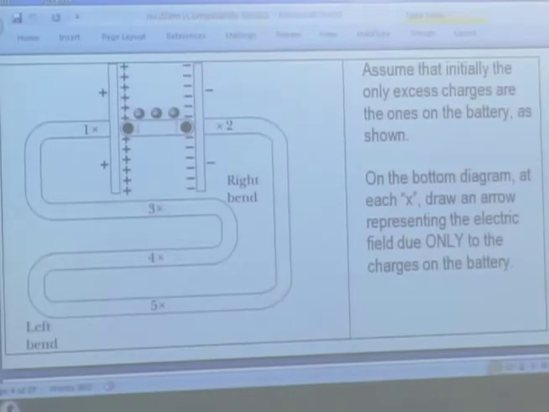Think about what the field due to that charge distribution would look like at each of those locations. It's okay to be wrong here. Let me emphasize this. It's actually useful to go through and expend the mental energy to try this out. Okay, again, just think of it as a dipole.